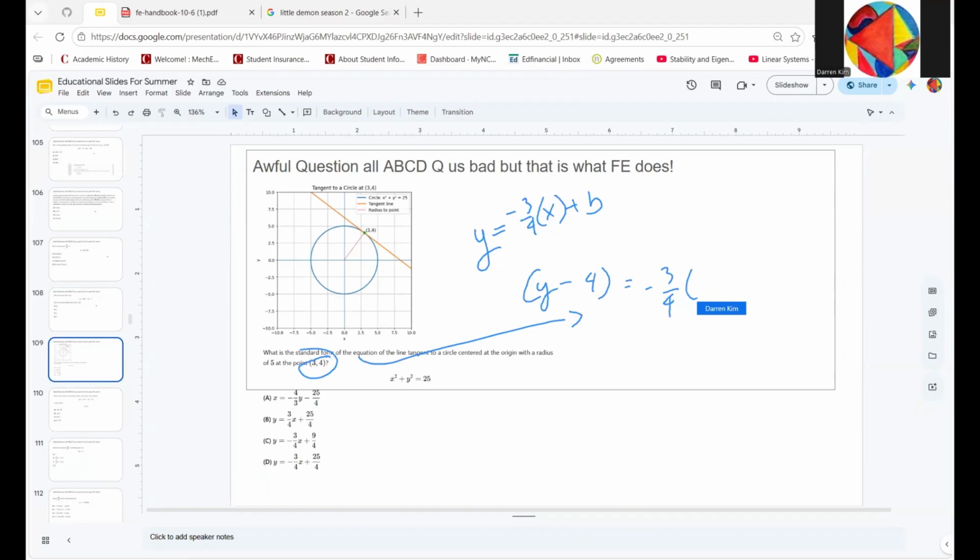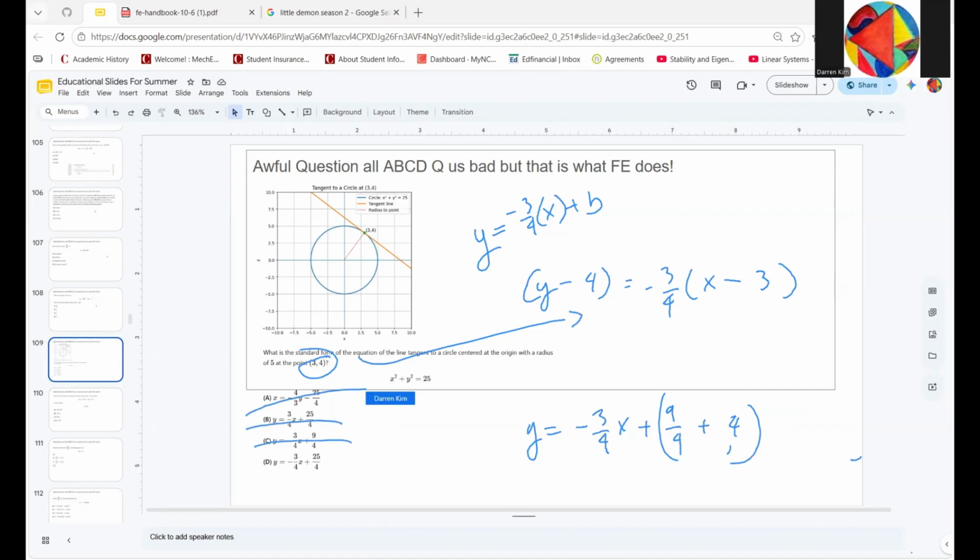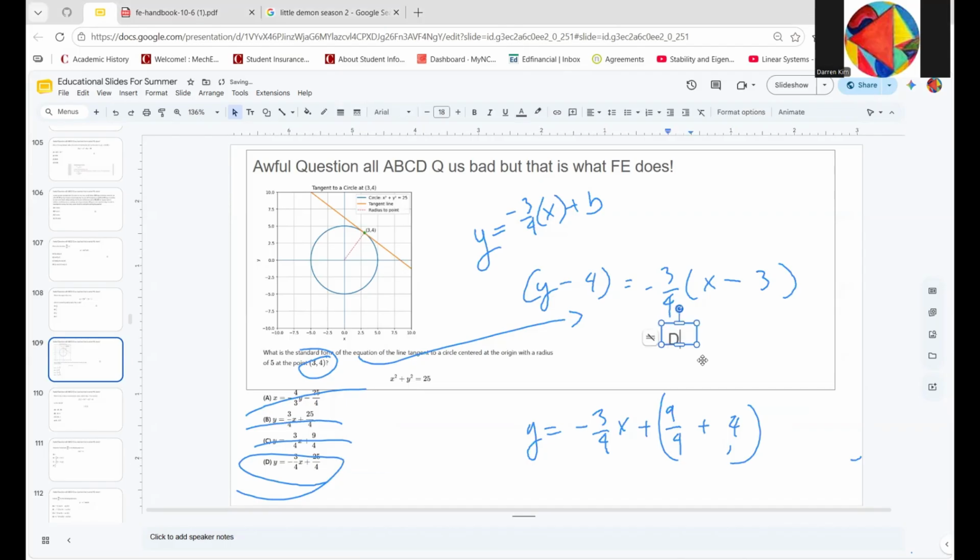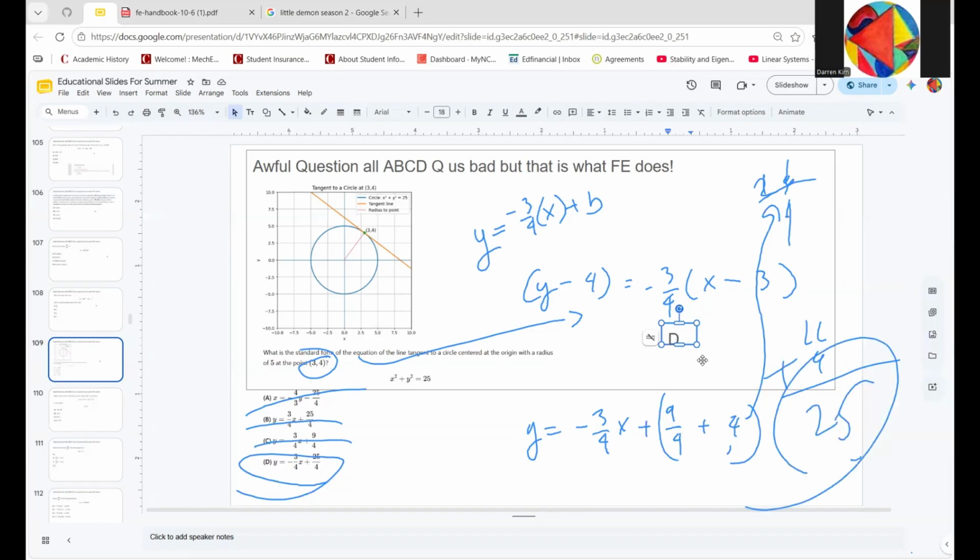Very important fact a long time ago, not anymore. I don't know if it's important anymore to know that. But you get y equals negative 3 divided by 4, and then you have x minus 9 divided by 4, which is a plus 4, so it's parentheses like that. So this is wrong, this is wrong, this is wrong. We can actually just assume it's D at this point and move on. You can try to actually calculate that, but I don't see the point. 16 divided by 4, and 16 plus 9 is 25, so we got it right, and then we're done. So we're done with that one.